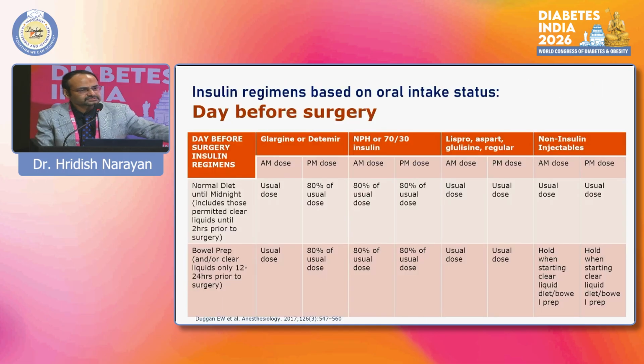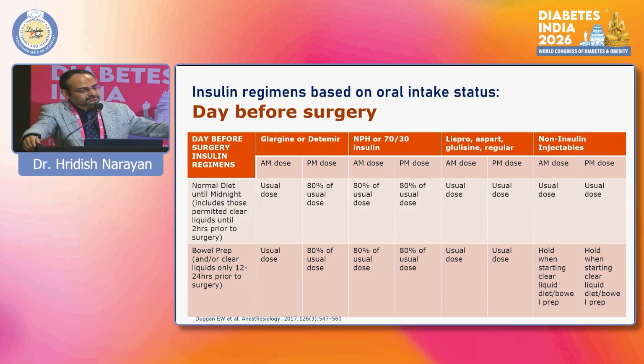What do we do the day before surgery? It's a busy slide, but the most important thing is, the patient can have a normal diet until midnight, and includes permitted clear liquids until 2 hours prior to surgery. For a 9 o'clock morning surgery, at 7 o'clock he or she can take some liquids, and everything she had last night is okay, fine with the surgeon.